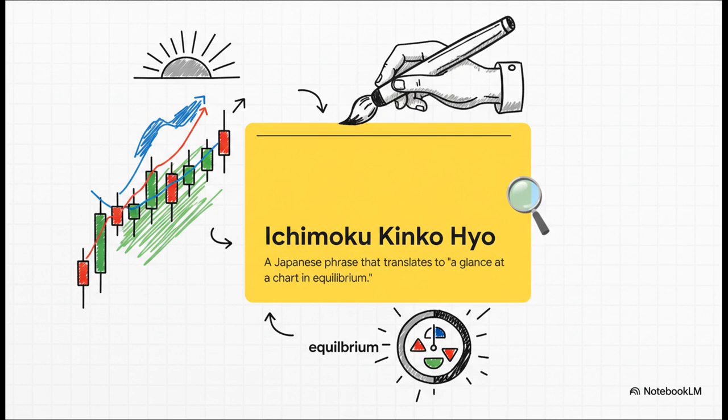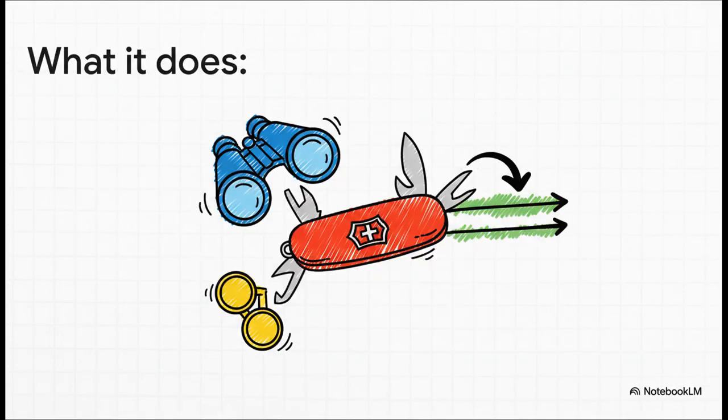That's the whole point. So what does this one glance actually show you? Well, think of it like a Swiss Army knife for your charts. It's not just one tool, it's a whole system wrapped into one. It shows you momentum, it projects future support and future resistance, all at the same time. It's pretty much a 3-in-1 powerhouse.